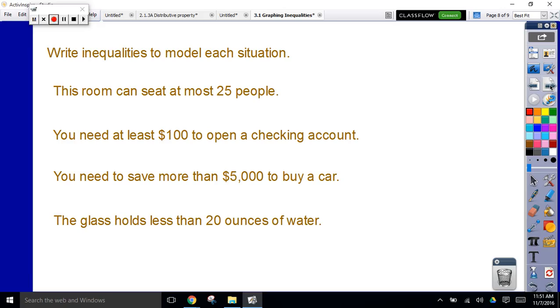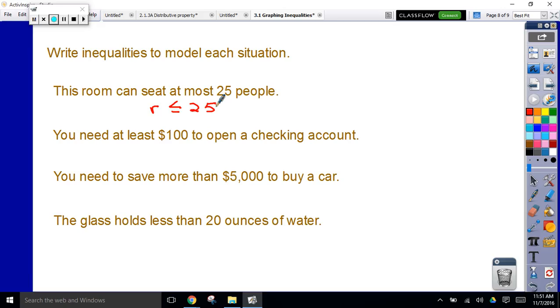Bella, could I put 20 people in this room if it can seat at most 25? Yes. Could I put 25 people in here? Yes. Could I put 27 people in here? No. So it can't be greater than 25 because none of those numbers work. So I need to say that I'll use R for room. R has to be less than or equal to 25. Okay, what about the next one?